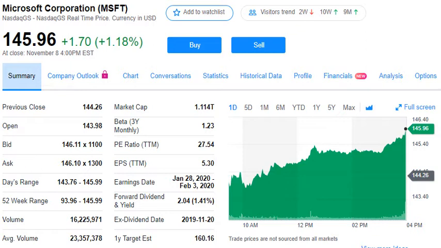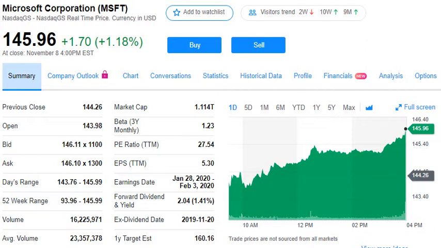Think of price to earnings as if I have a stock that trades at $100 and the earnings per share, say, is $10 per share, that is net income per share, say it's $10, then my price to earnings ratio would be 10 in that case. So you can see there, if you divide the closing price of Microsoft stock, 145.96, divide it by the earnings per share of 5.30, and you're going to get that PE ratio of 27.54.